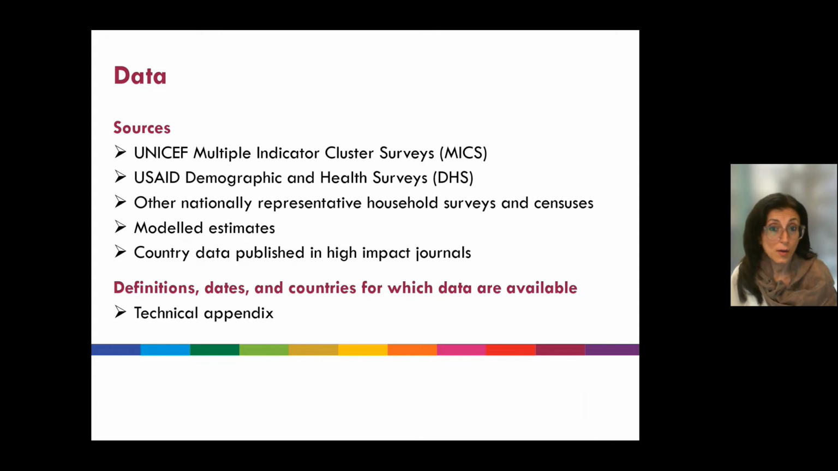The country profiles, however, also include other types of household surveys and censuses. They include model estimates, and country-level data published in high-impact journals. The profiles are accompanied by metadata, information, and annexes, where you will be able to find all the definitions and the data sources for each one of the 42 indicators.